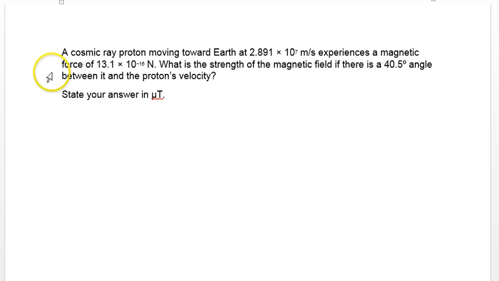Okay, we have a cosmic ray proton moving toward the Earth at 2.891 times 10 to the 7th meters per second, and experience a magnetic force of 13.1 times 10 to the minus 16 newtons. What is the strength of the magnetic field if the angle between the velocity and the magnetic field is 40.5 degrees, right?